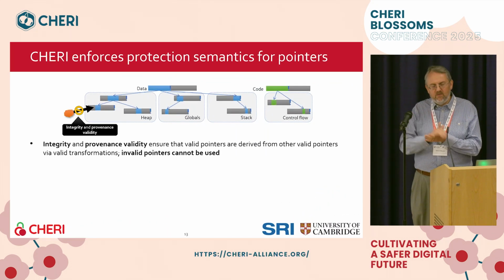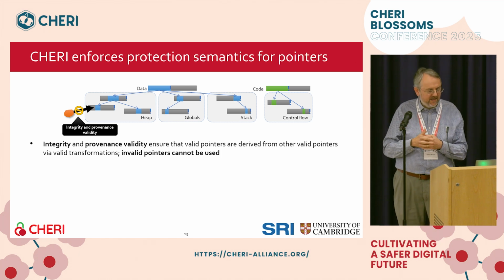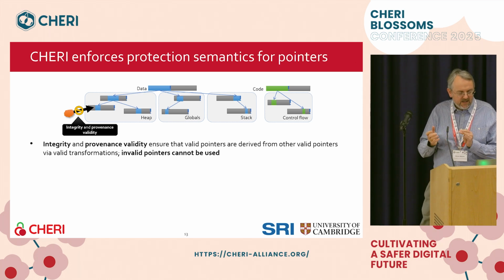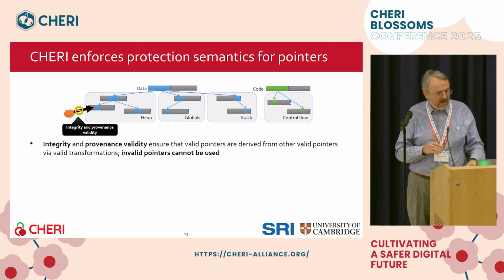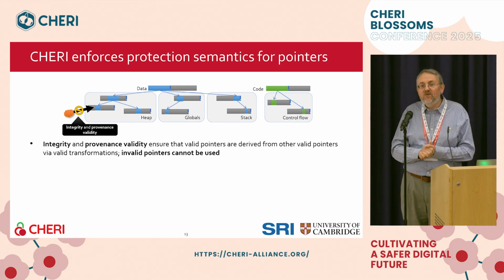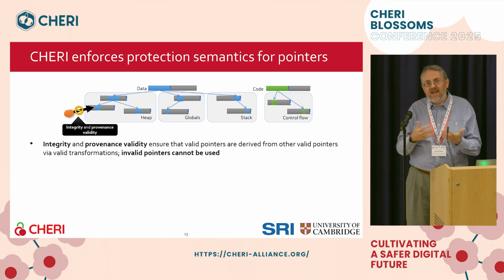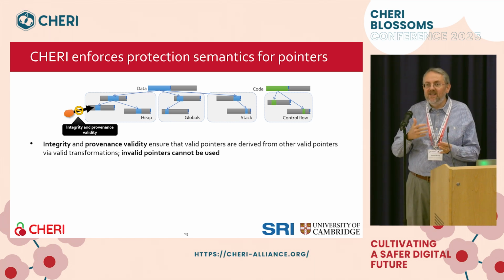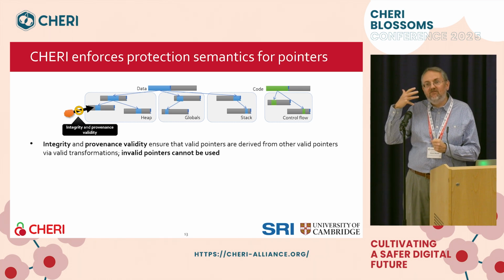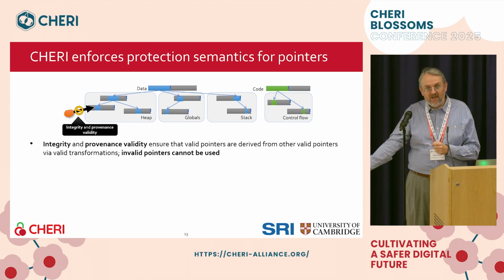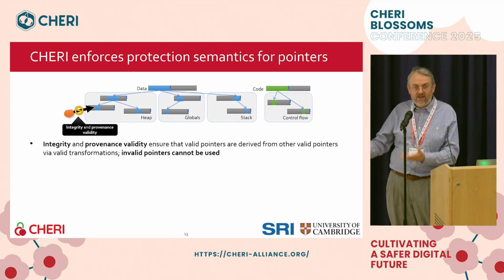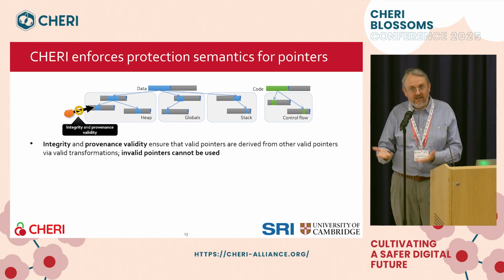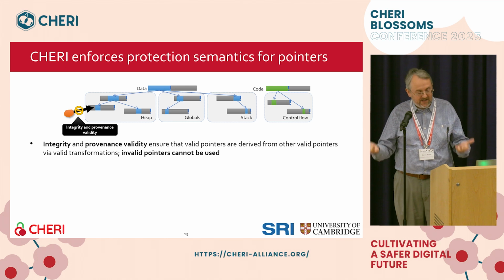So with this new capability, from a software perspective, we now get key properties. We get integrity and provenance of our pointers, so invalid pointers can't be used. And this is for both code and for data. For instance, we can mitigate return-oriented programming attacks by turning return addresses into capabilities. If you accidentally overwrite a return address with some data, it is no longer a return address. It is data. It is not a capability anymore.